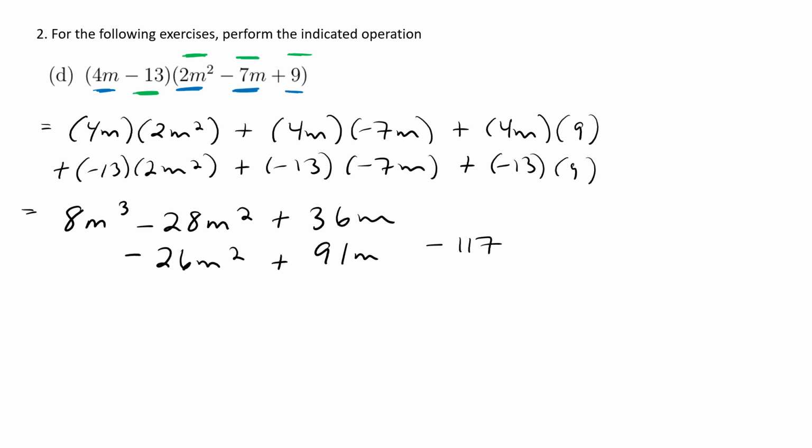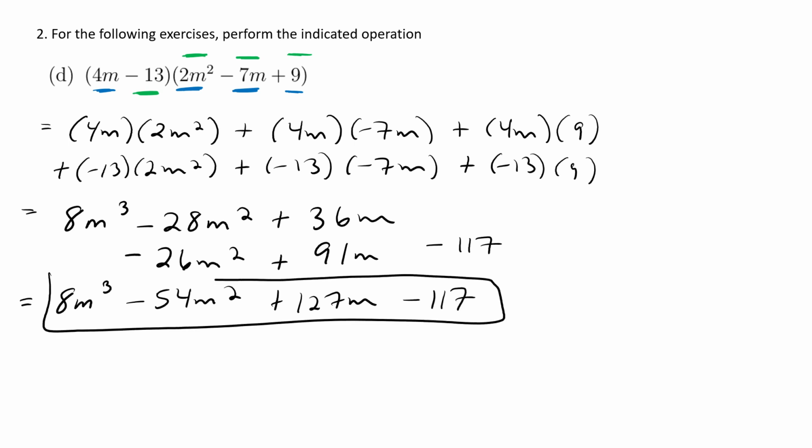So if we simplify, 8m cubed, there's only one m cubed, right? But then I have negative 28 minus 26, so I end up with negative 54m squared. Then I have 36 plus 91, so that's going to be plus 127m, and then there's only one constant term, so minus 117.